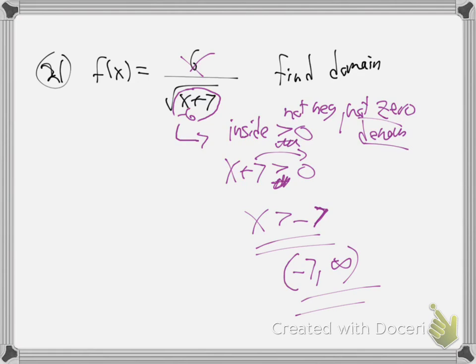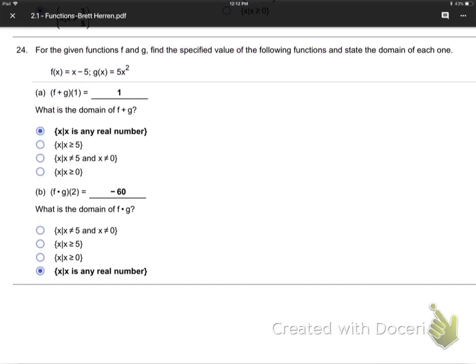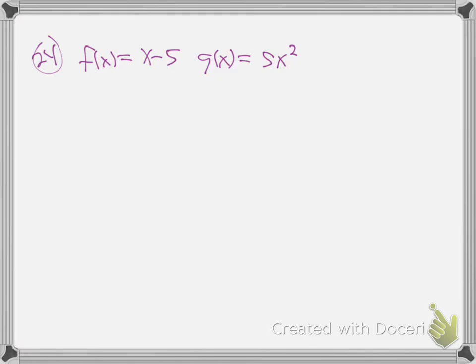Are you getting this? Okay, so 24. X minus 5, 5x squared. Right. Part B, F times G of 2. I'm just going to do part B, because that's harder. It's 9x equals 5x squared. What's that? Oh, no, G. Oh, okay. G. That's a G.